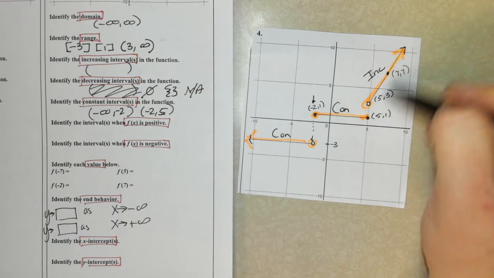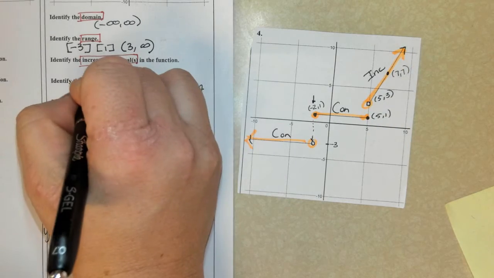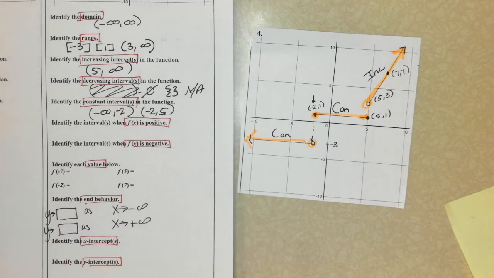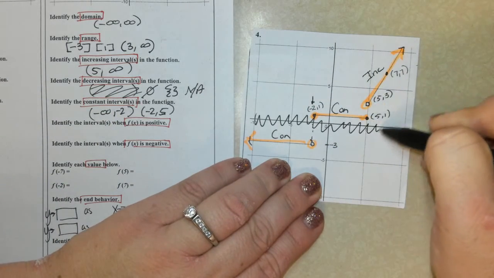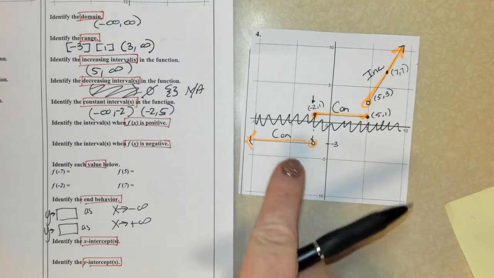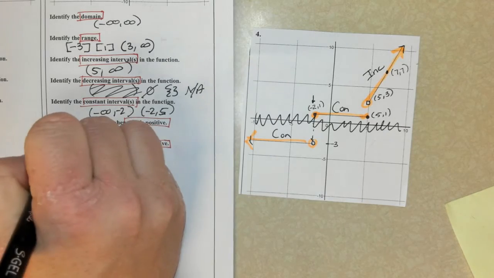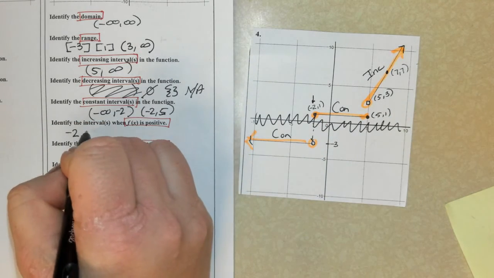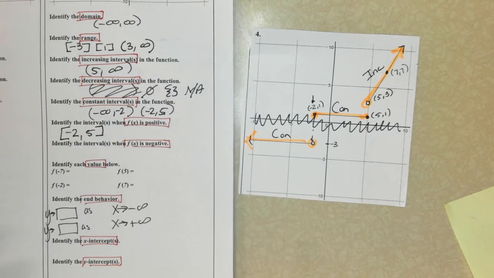This is increasing in terms of x values. What x value does it start at? 5. And it increases as it goes to the right. Okay, I'm going to make this little midline. And I'm going to start with positive. It's positive from an x value of negative 2. It's positive all the way to 5. On both ends, we're going to include it.